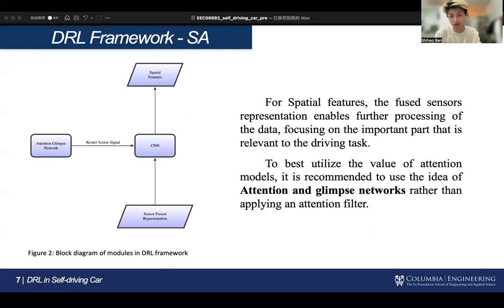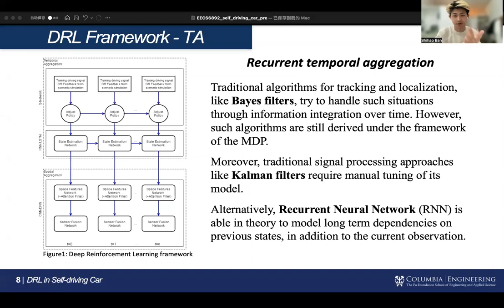For the best use of attention models, it is recommended to reuse the idea of attention and glimpses network rather than applying an attention filter. So that's this kind of conclusion, right? But yeah, as we can see, those three can combine into the spatial features. That's Figure 1 and Figure 2.